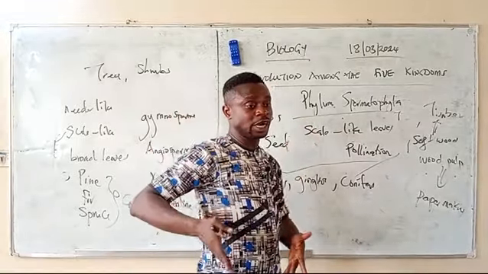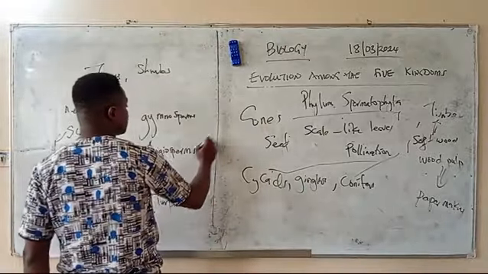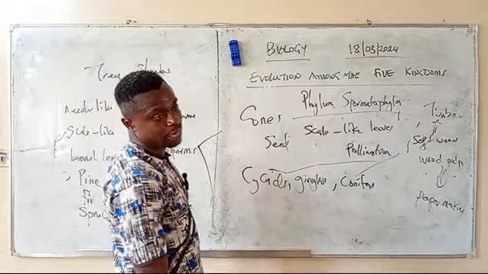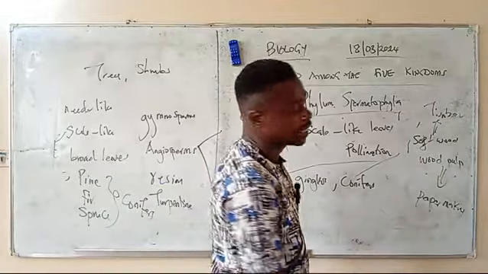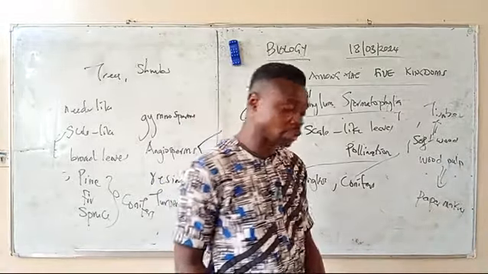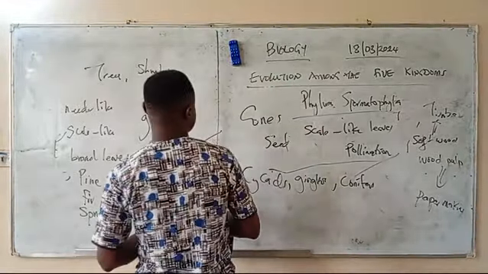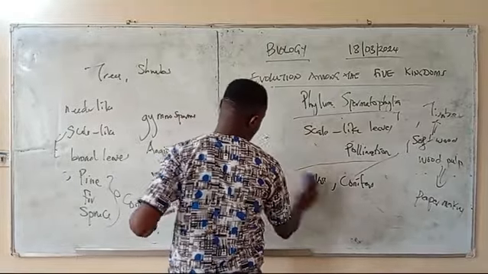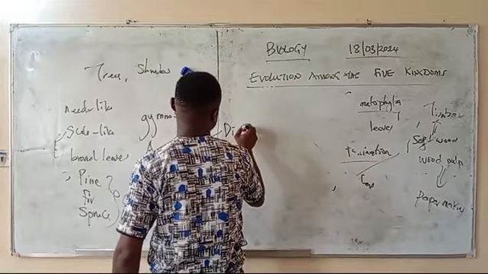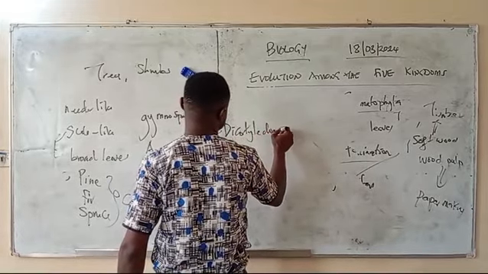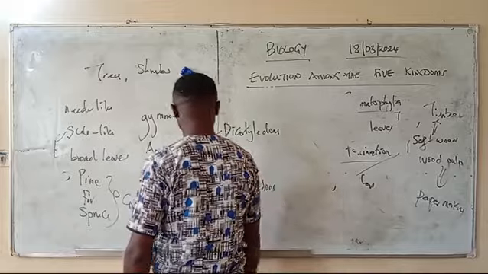Good. So with this, let's go a step deeper into the two divisions of the angiosperms. Under angiosperms, we have two groups: dicotyledons and monocotyledons. You can simply call them dicotyledons and monocotyledons.